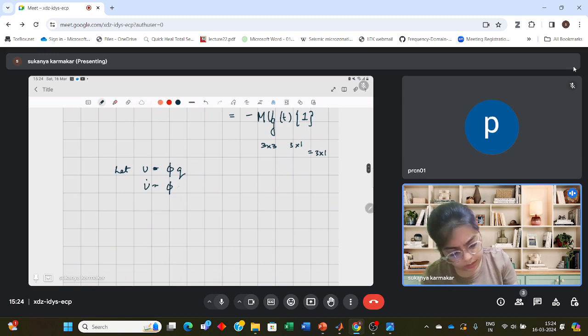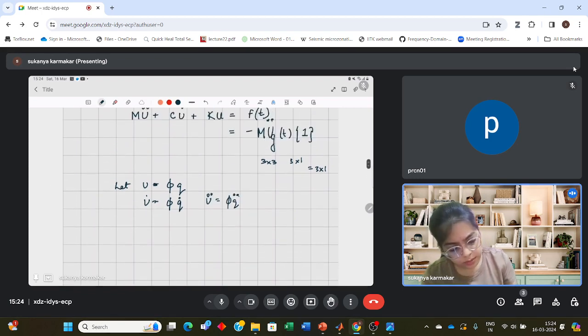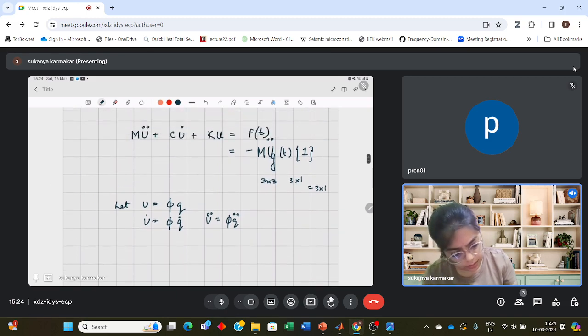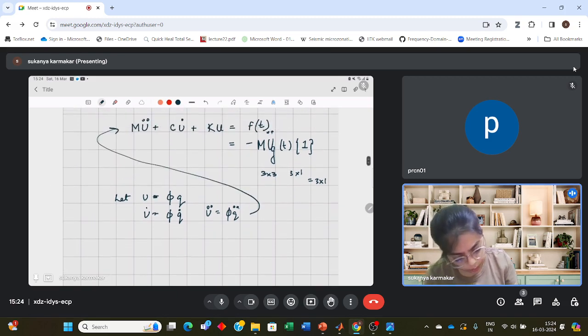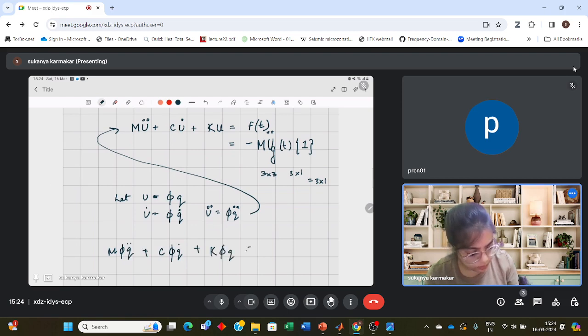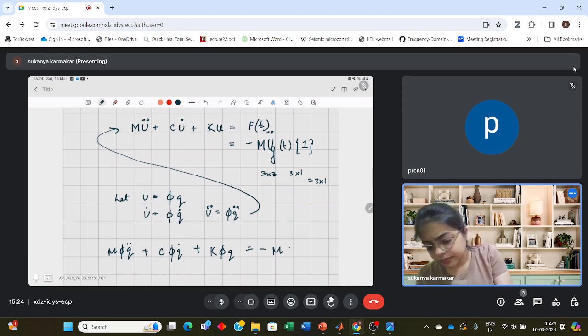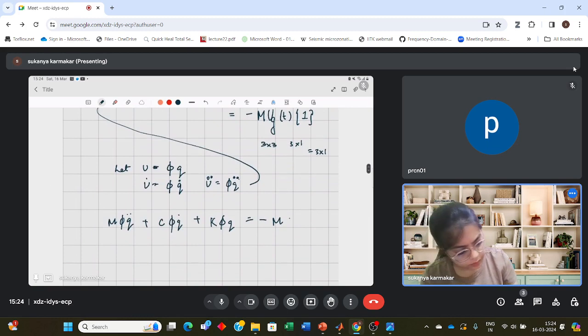Phi is equal to Q dot, and u double dot is equal to phi q double dot. Now substitute this value in that equation. What will you get? M u double dot becomes phi q double dot, c u dot becomes phi q dot, plus k u becomes phi into q, is equal to minus m u g double dot with this unit vector.